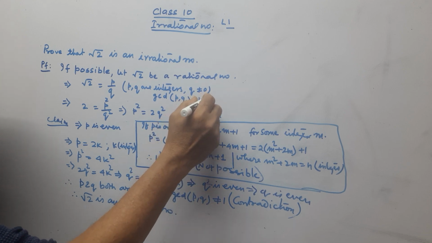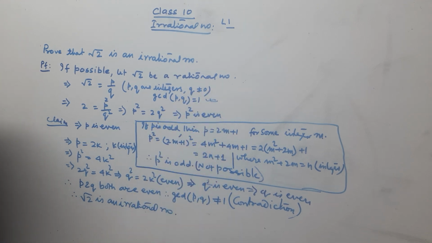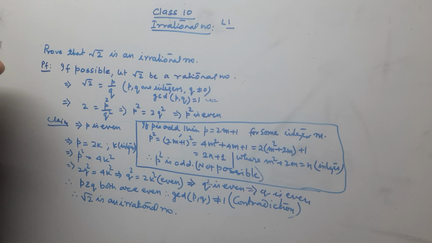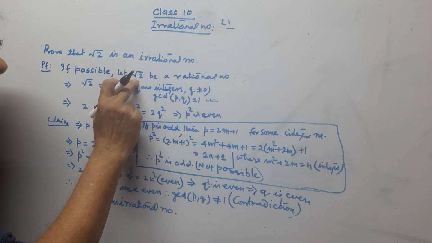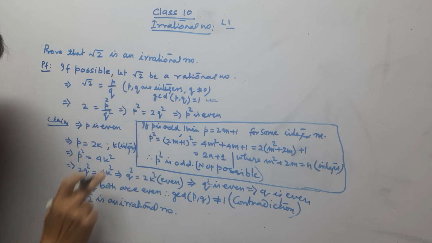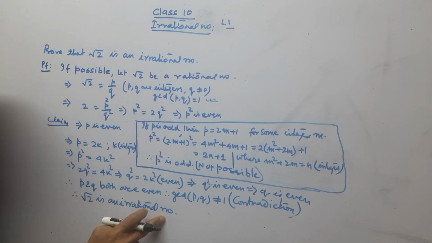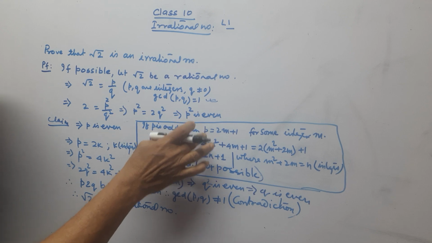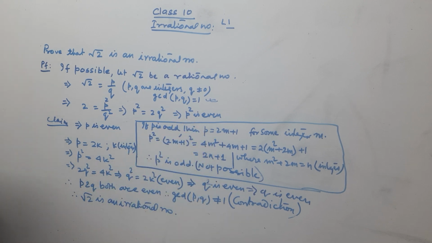This contradicts our fact. So we get a contradiction when we suppose root 2 is a rational number. So this assumption is false, not possible. So root 2 is an irrational number. Thank you. So see, the method of contradiction I have applied 2 times.